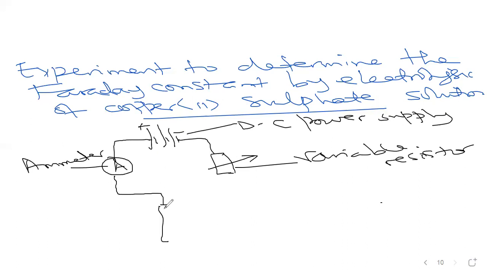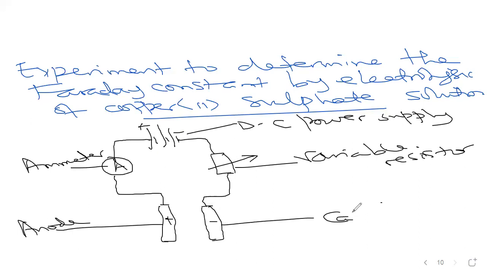So this one here becomes my anode, and this one becomes my cathode. This is the anode, and this is the cathode. Lastly, I need what we call the electrolyte, which in this case is the copper 2 sulfate solution.